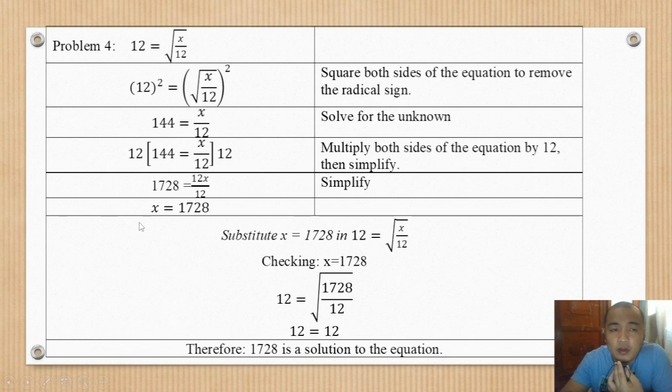Now, let's check. Substitute x equals 1,728 in the equation. 12 equals square root of x over 12. So ayun, 12 is equal to square root of 1,728 over 12. 1,728 over 12 is what? 144. And square root of 144 is 12. 12 equals 12. Therefore, this is really the solution to the radical equation, 1,728.